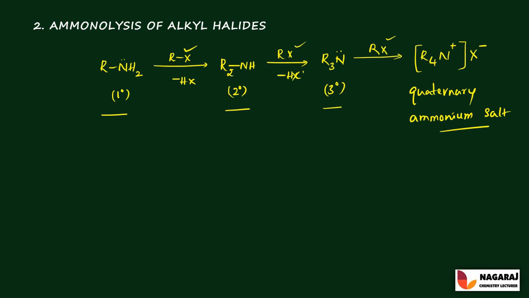And the order of reactivity of halides with ammonia is RI, that is, alkyl iodides are more reactive than RBr and then RCl. That is the order of reactivity of RX towards ammonia. This reaction is generally called ammonolysis.